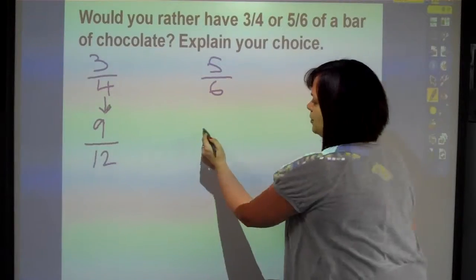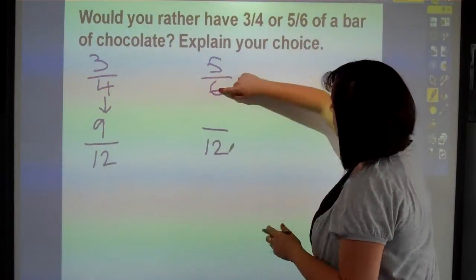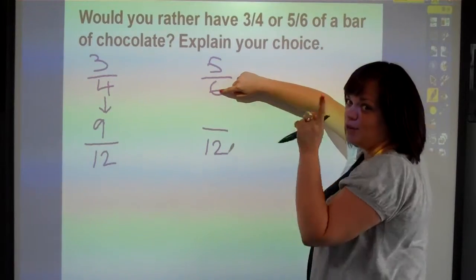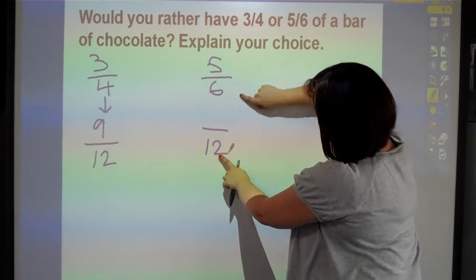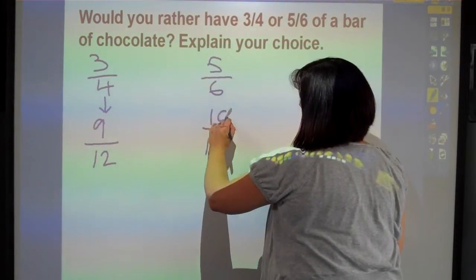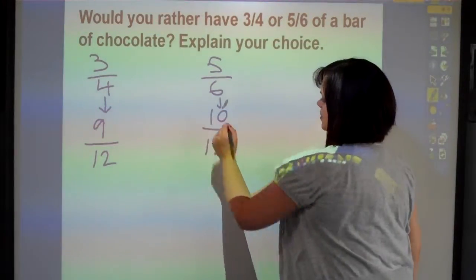I want 12 on the bottom over here because I want a common denominator so I can compare them. What have I done to a 6 to get to a 12? You don't say add 6, you think about your times tables because that's what we've been doing. So I've times by 2. So again, I times the 5 by 2 to give me 10/12. So 5/6 is the same as 10/12.